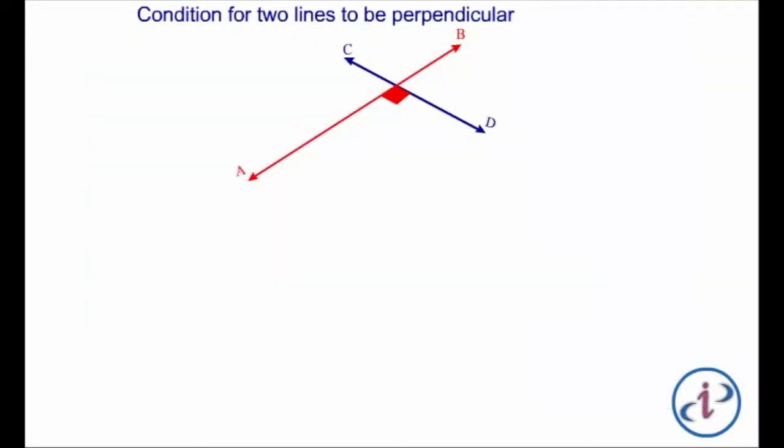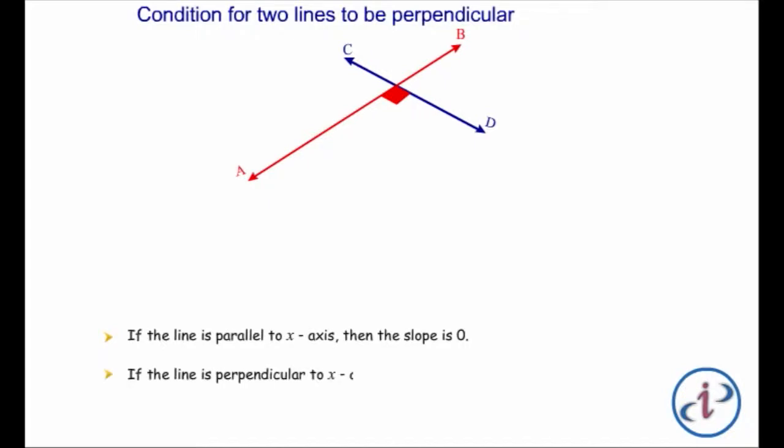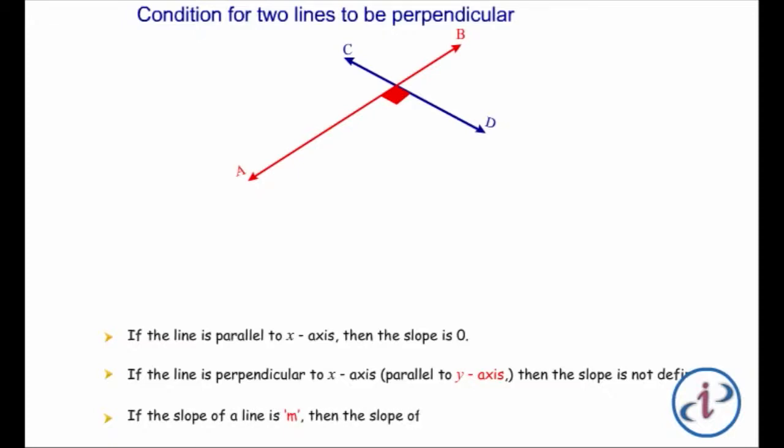Thus, we may conclude that if the line is parallel to x-axis, then the slope is equal to 0. Also, if the line is perpendicular to x-axis or parallel to y-axis, then the slope is not defined. If the slope of a line is m, then the slope of the line that is perpendicular to it is minus 1 by m.